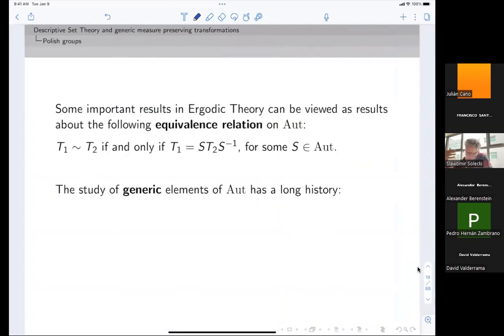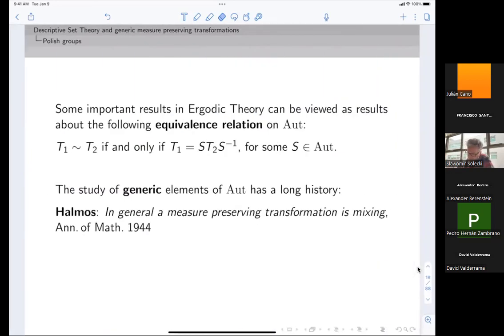There's also another theme in ergodic theory. One theme is studying this equivalence relation. Another theme is looking at generic elements of OT. So I'm treating OT here as a Polish space, and I'm interested in properties of elements of OT that are generic, so properties such that the elements of OT fulfilling the property form a comeager set.